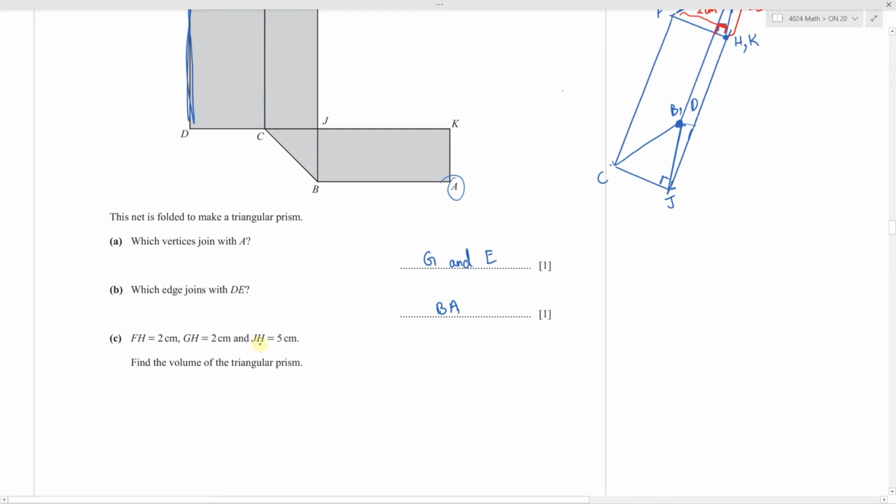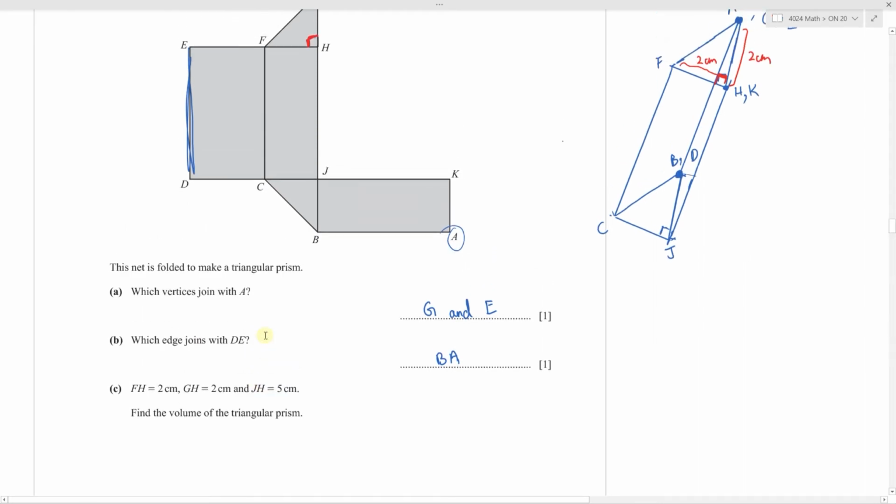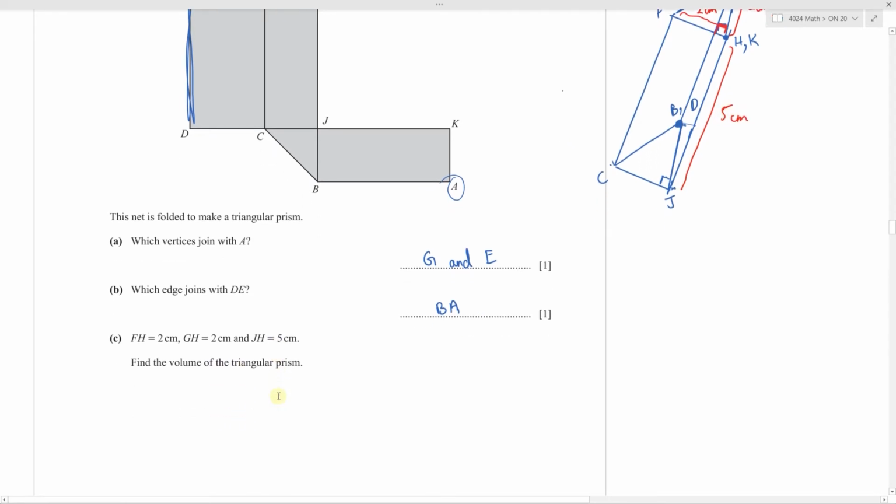And then the last length given is JH is 5 centimeters. So JH is this one. This is 5 centimeters. Find the volume of the triangular prism. So the volume will be given by the area of triangular base multiplied by the height of the prism.